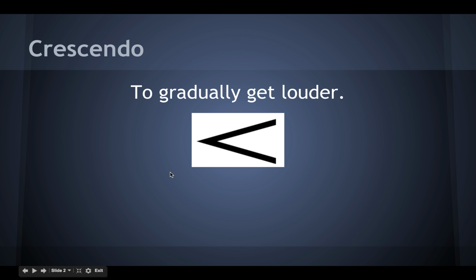I always remember this as gradually getting louder because it starts small on this end and grows to a larger opening, okay? So think of it as something that starts little and gets big. Remember, we're always talking volume when we talk about dynamics, and that's how loud or how soft. So to gradually get louder, crescendo.